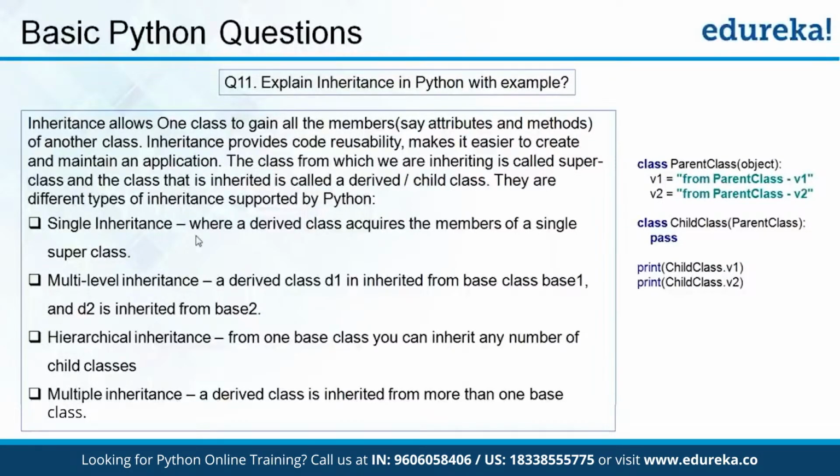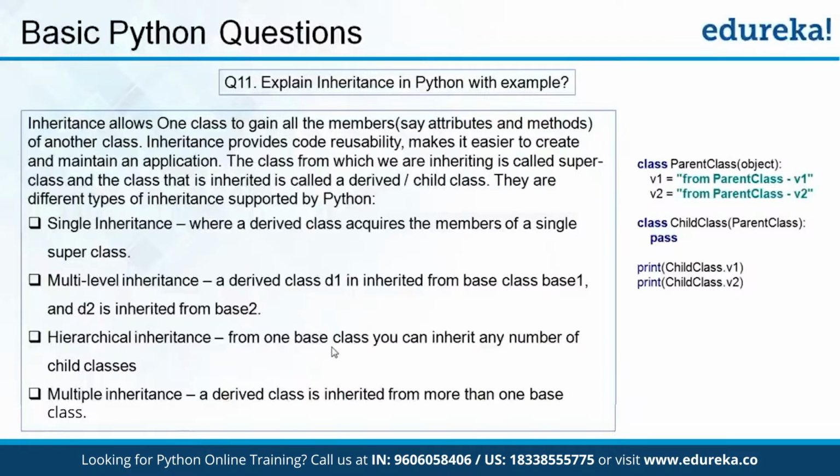Now, how does it actually function? Where a derived class acquires the members of a single superclass is known as single inheritance. Multi-level is where one class derives from another class, which derives again from another class. So basically, a derived class is inherited from a base class, and the other one inherits from the previous class as such. So D1 is inherited from base class B1, and D2 inherits again from that particular class.